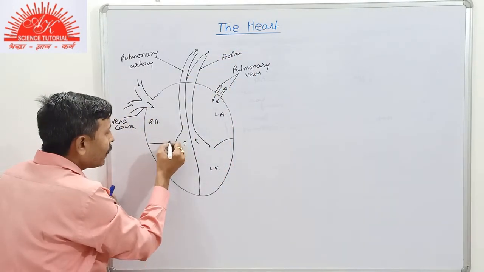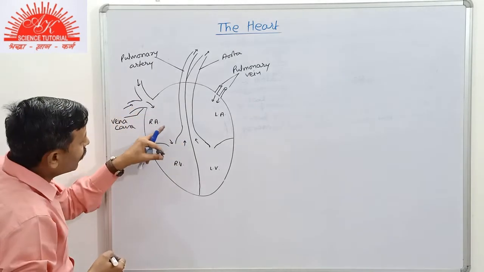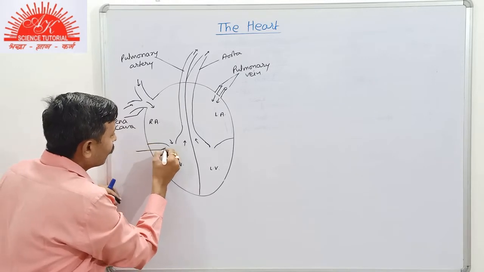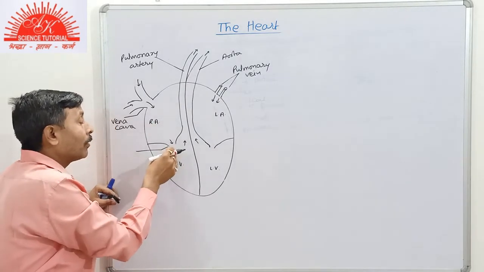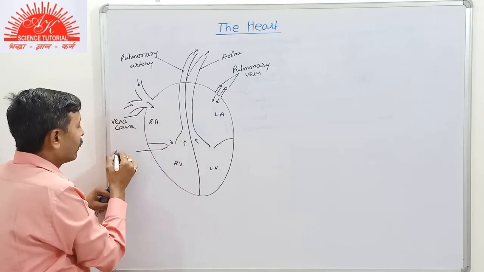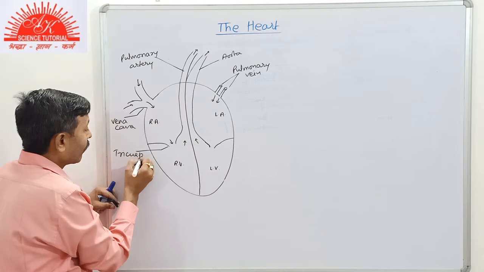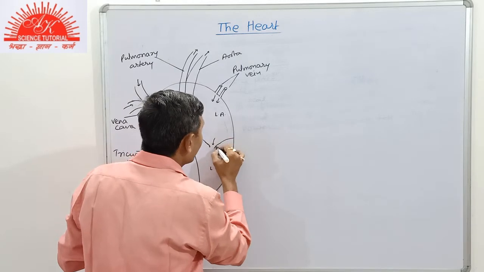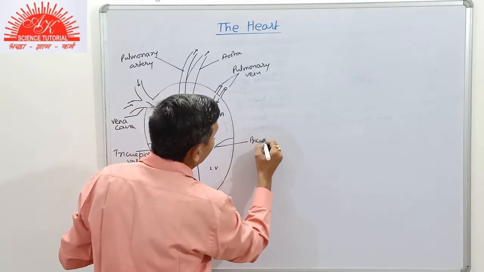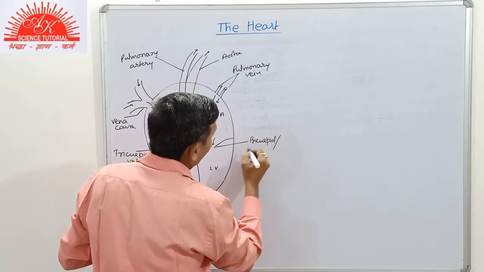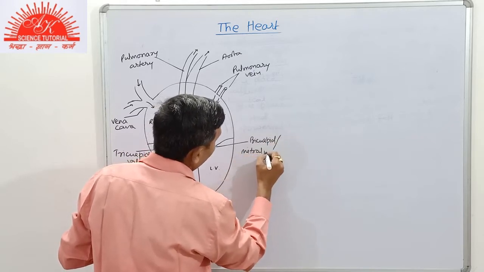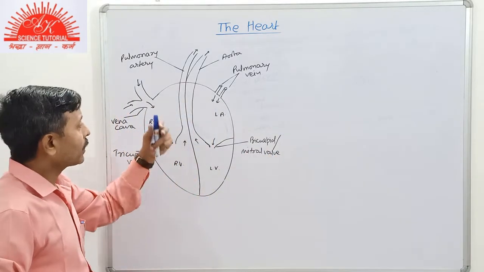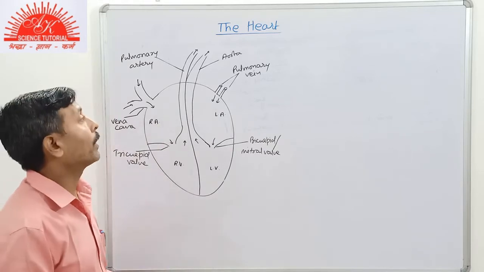Now here you see, when the right auricle contracts, it sends blood to the right ventricle, and here is the valve to regulate the flow of blood, called the tricuspid valve. Similarly, on the left side there is a valve called the bicuspid or mitral valve. So this is the basic diagram. Now we will study some more structures related to it as the topic proceeds.